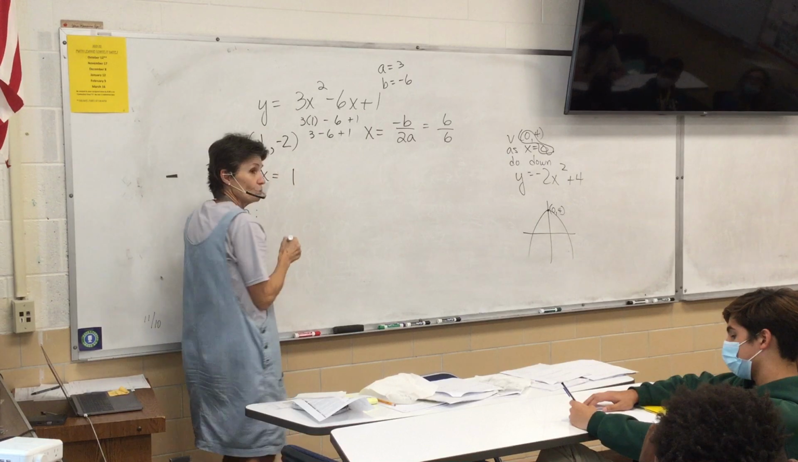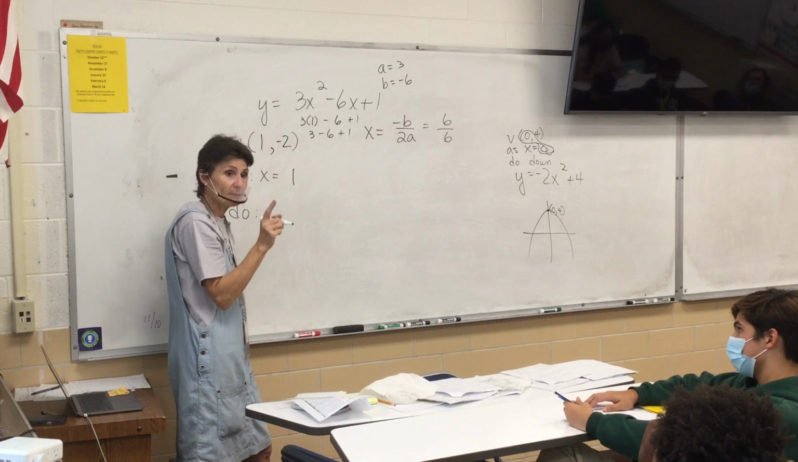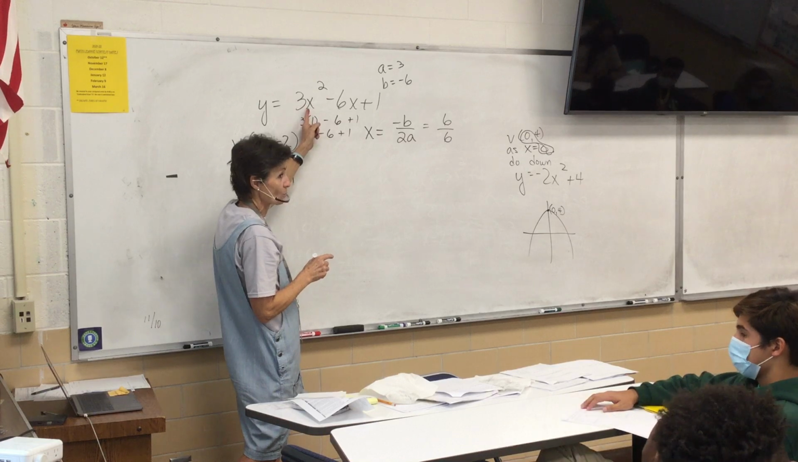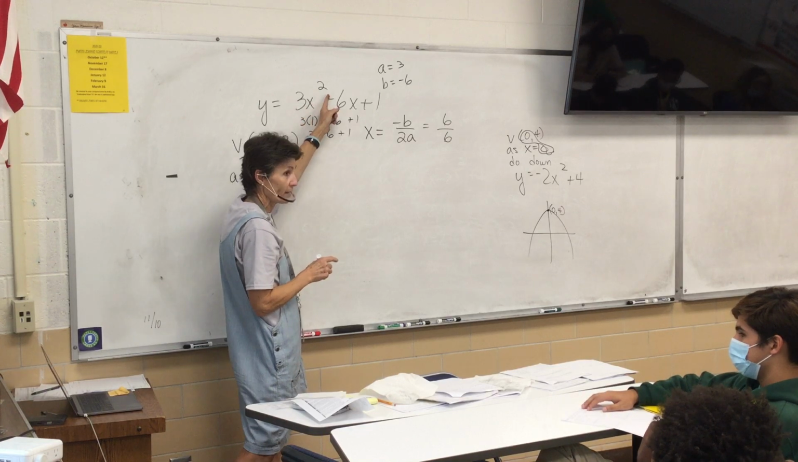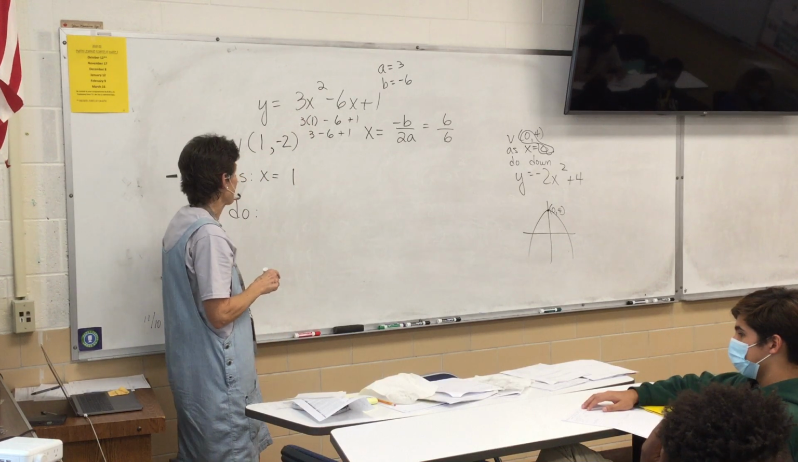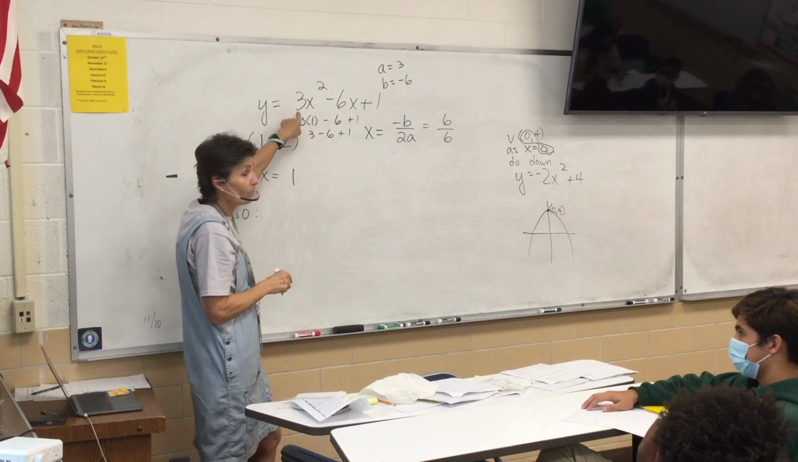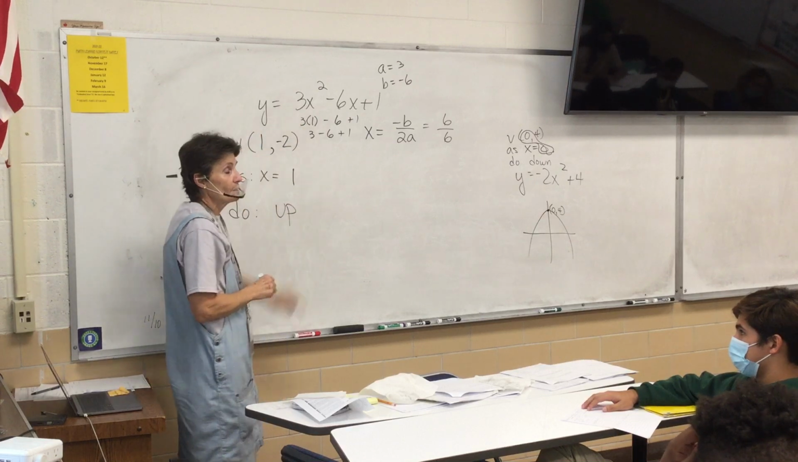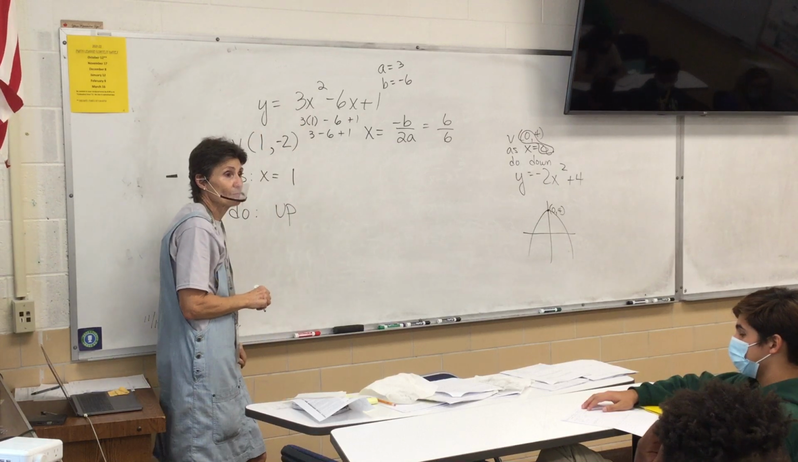I got negative 2. PEMDAS, when you plug in 1, it's not 3 times 1 squared. It's 1 squared times 3. Which way is it open? Up. Wow, that wasn't so bad.